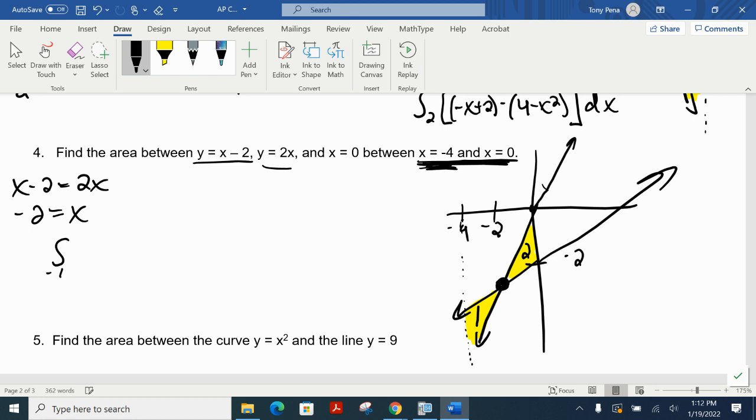Region 1 starts at -4. And starting at -4, this line here is on top. This is the one that has a y-intercept of -2. So that's x minus 2 on top. The bottom line is 2x. And then that is true until we reach the x value of -2. So that's our upper limit.